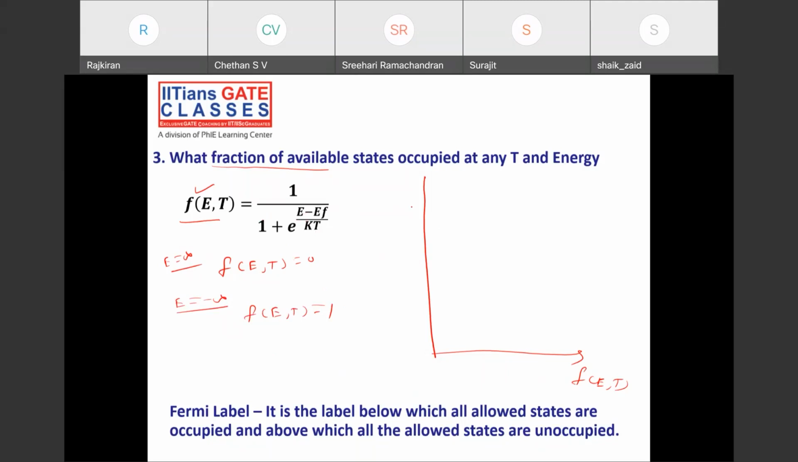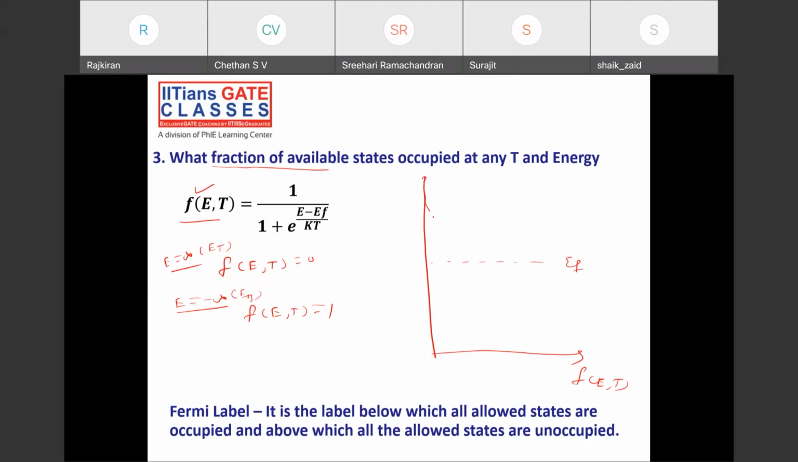Clear? So if I want to plot, I will tell you what EF is. At very high energy, maybe I can say E infinity is nothing but my E top approximately. E minus infinity is nothing but E bottom. Now I got the point clear. So if I plot, at very high energy the probability is 0.